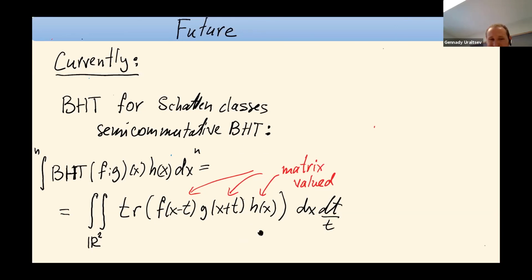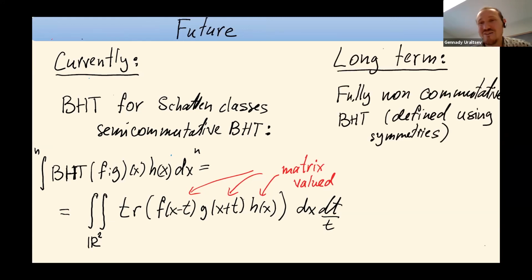trying to actually show that for specific examples of Banach spaces, we can do something better using some information on the structure. And a very long-term project is trying to redo some of these questions about the bilinear Hilbert transform in a fully non-commutative setting.